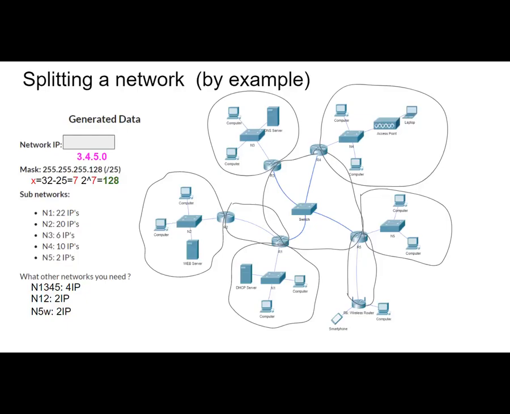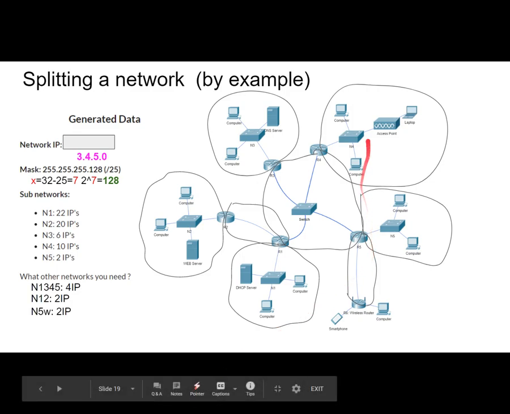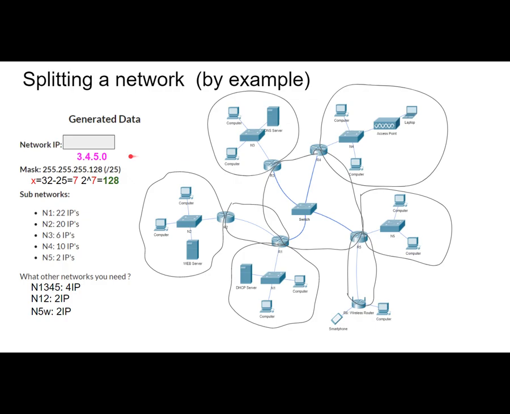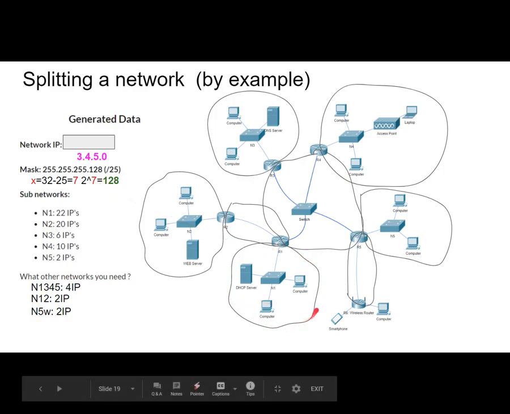Hello, starting with this video tutorial, I will implement this micro internet having this topology and being given this network address, 3.4.5.0/25 network, which has 128 IP addresses. I will start by implementing the first local area network, the network N1 here.